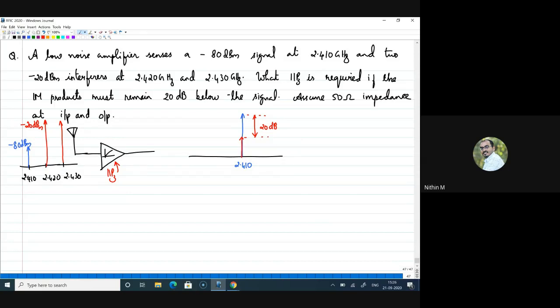Any answers? Are you guys trying? Okay. While you try that question, I'll show the simulation of this IP3 in Cadence, and after that we'll come back and discuss this.